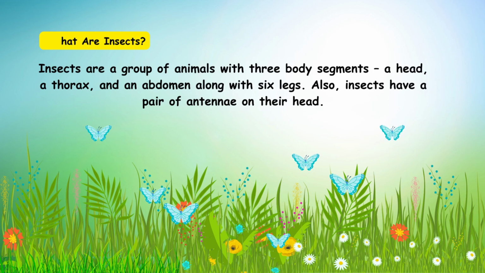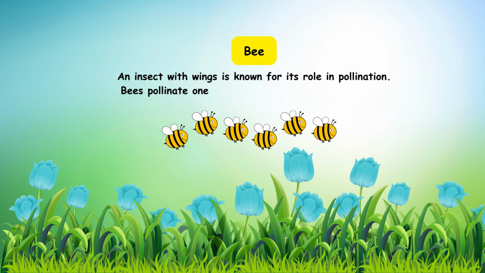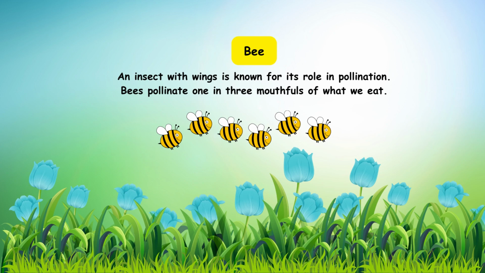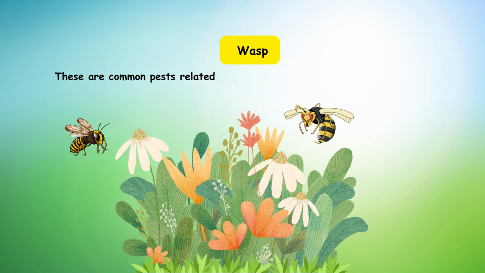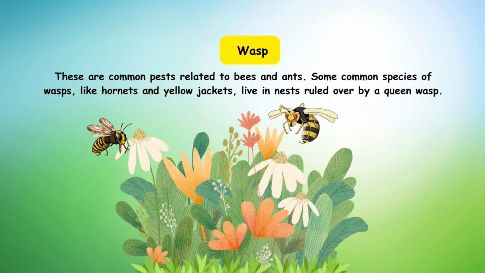Flying insect names. B-E-E, bee. An insect with wings, it is known for its role in pollination. Bees pollinate 1 in 3 mouthfuls of what we eat. W-A-S-P, wasp. These are common pests related to bees and ants. Some common species of wasps, like hornets and yellow jackets, live in nests ruled over by a queen wasp.